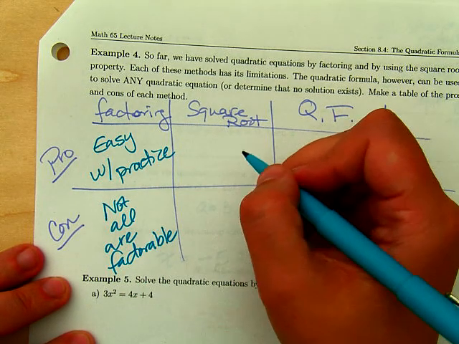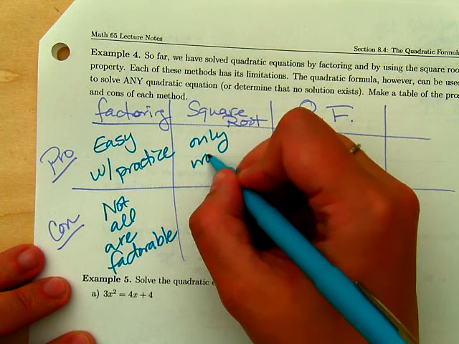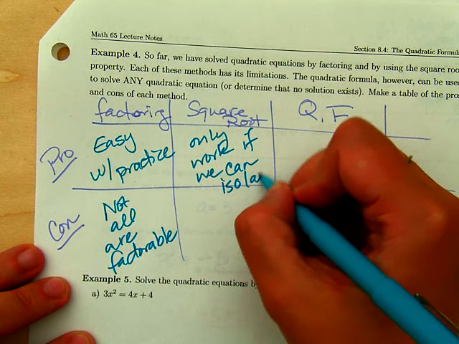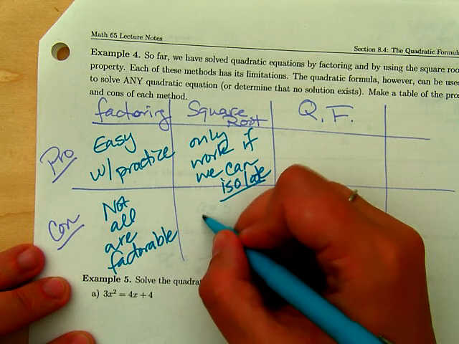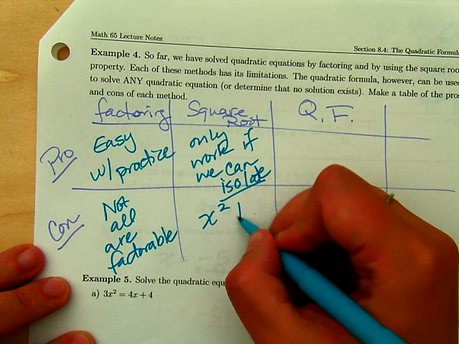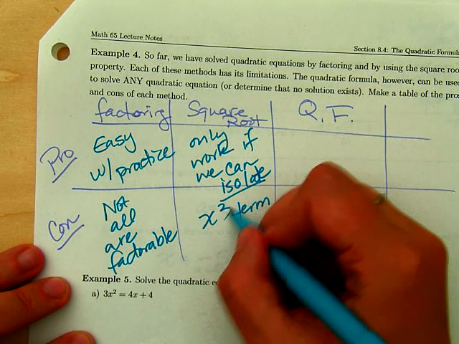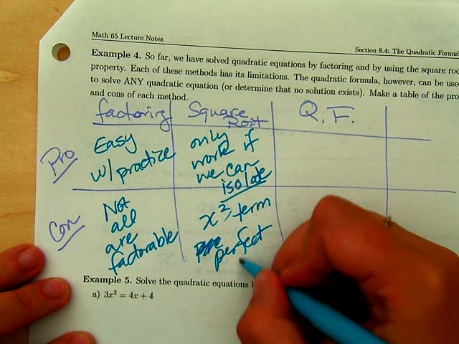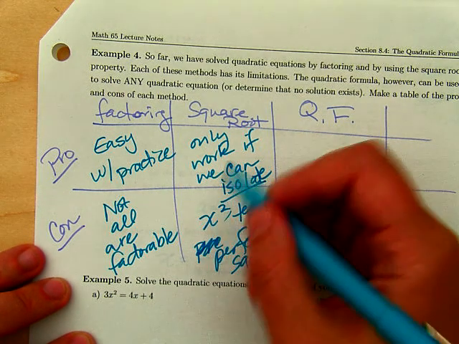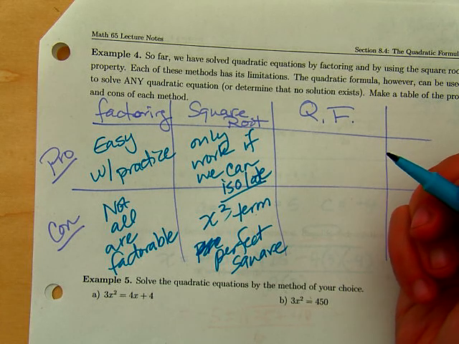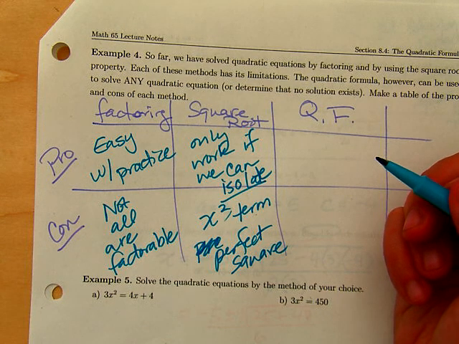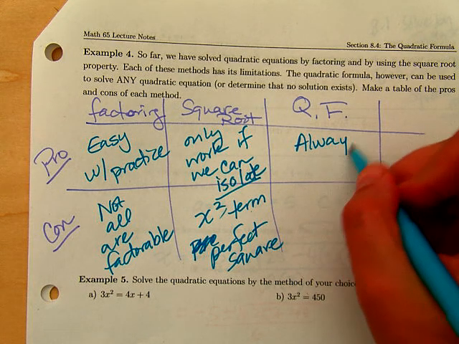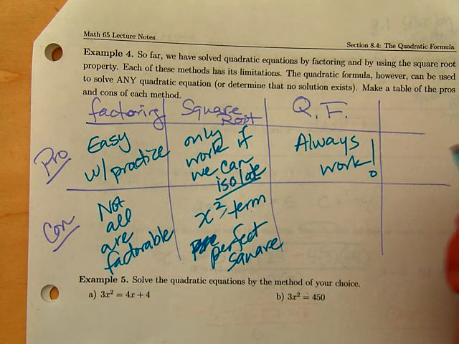Okay, the square root method, it only works if we can isolate, oh look, I spelled it right that time, isolate the square term, or the perfect square, we should say, perfect square. So that's a pro and a con. It can be easy if you can isolate the squared term, but if you can't, then you can't use it. A pro of using the quadratic formula is it will always work. But what would be a con?